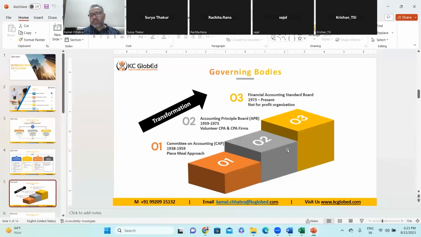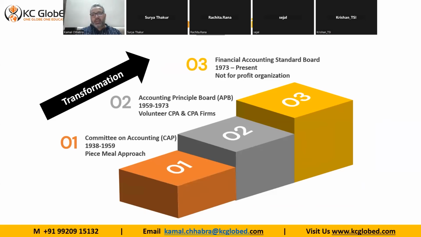That will be around 10 to 20% of your examination. Now coming to the governing bodies, how the FASB has developed over a period of time. Back in 1938 to 1959, there was a committee called the Committee on Accounting Procedure, CAP. At that point of time, this committee was crafting accounting rules piecemeal, but there was no consolidated guide for the accounting standards. That need arose as more and more industries and companies were growing.